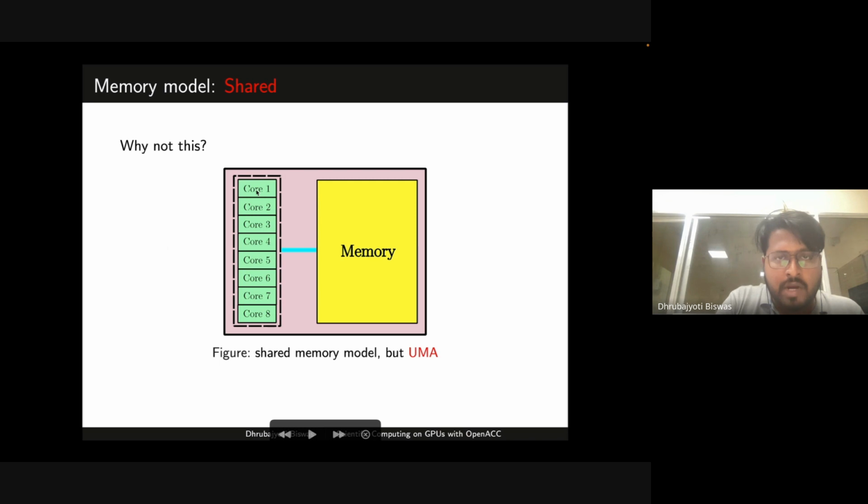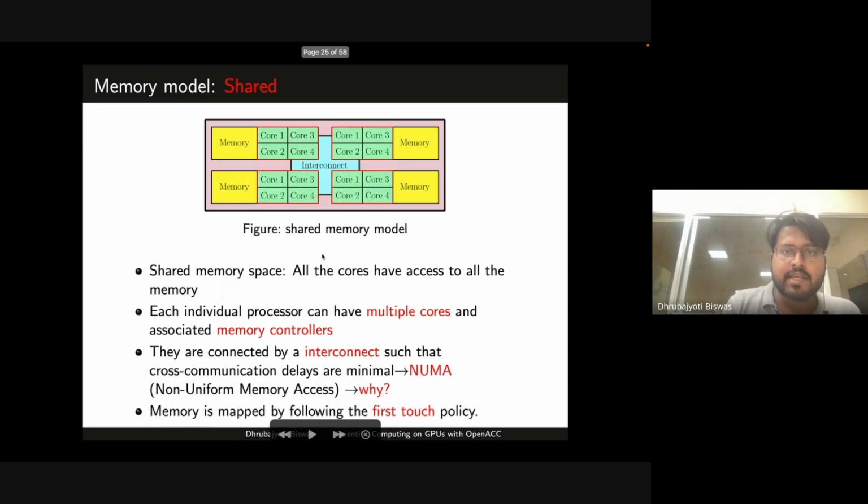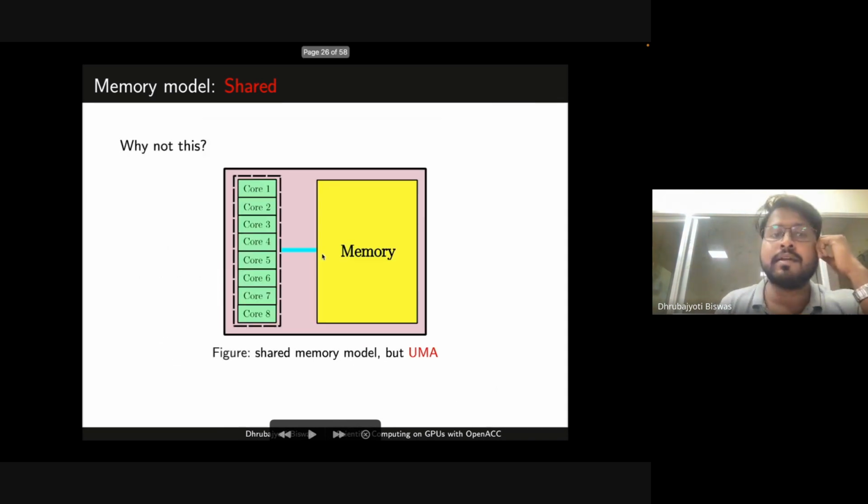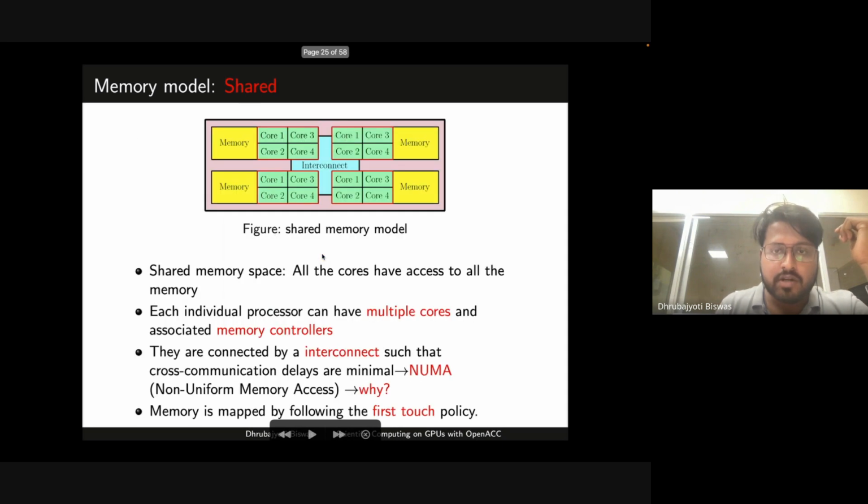So let's say 1, 2, 3, all of the cores are trying to access the same memory. It might bottleneck up in this interconnect. So generally, if you have multiple sockets, this is what is followed. Okay. So this is what the shared memory model is about.